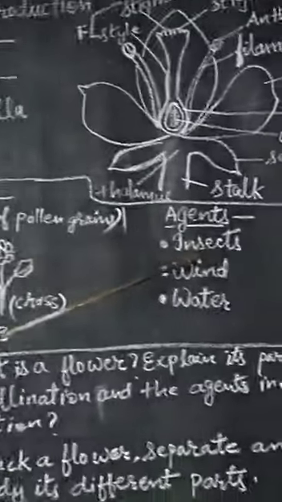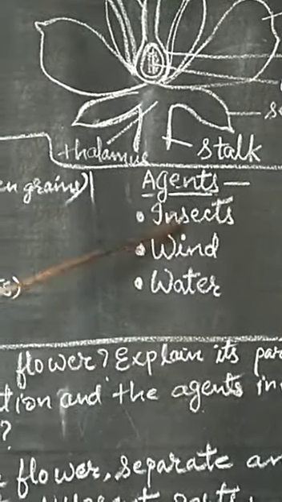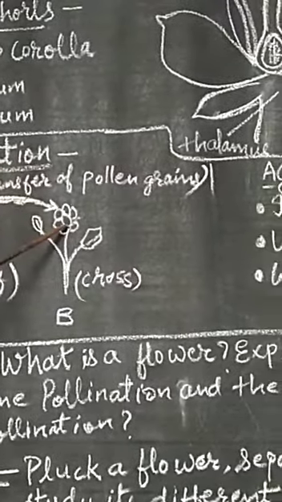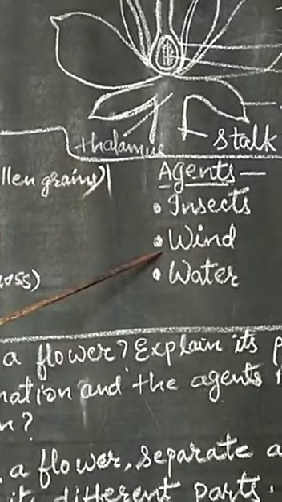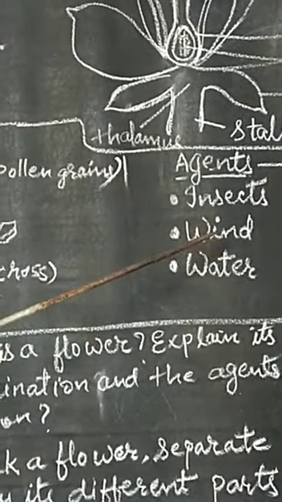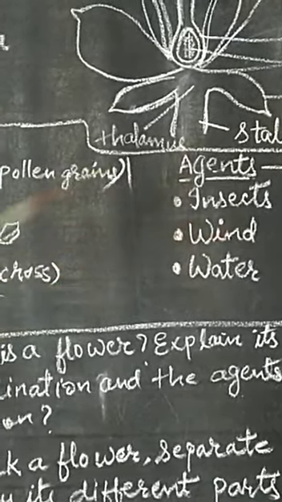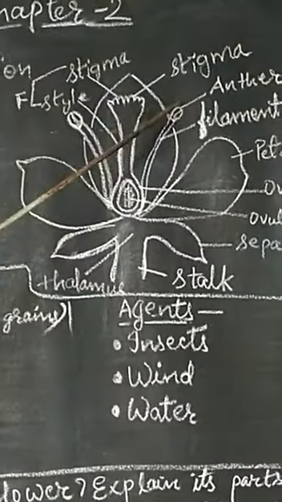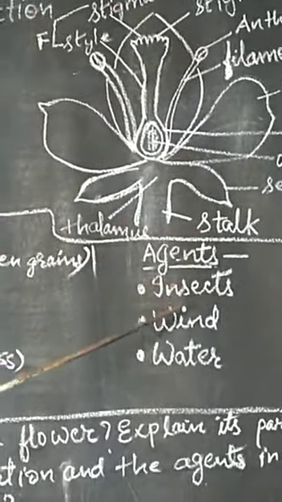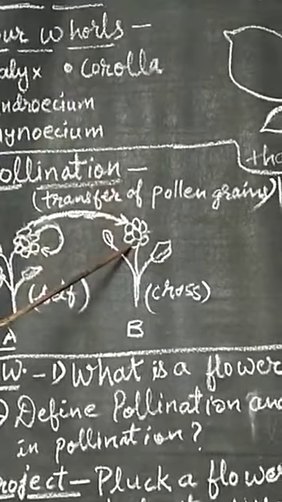So first agent is insects. Insects like butterfly, honeybee help in the transfer of pollen grains from one flower to a flower of a different plant. Now the second one is wind pollination. Wind is also an agent for transfer of pollen grains. These pollen grains formed inside the anther are very light and feathery. So they are easily blown away by the wind and transferred from one flower to a different flower with the help of wind.